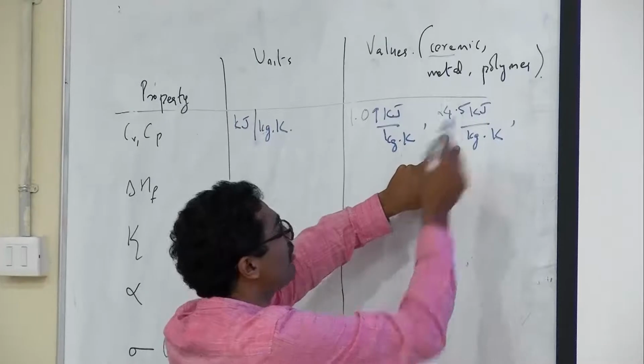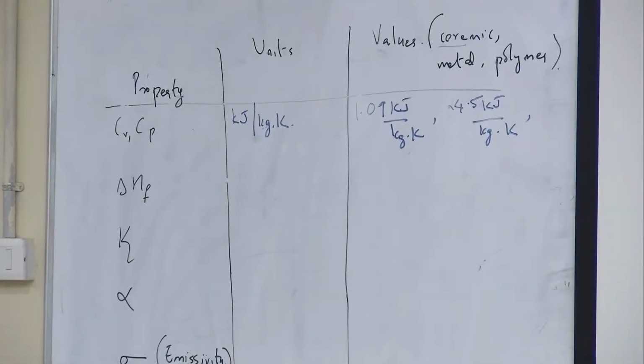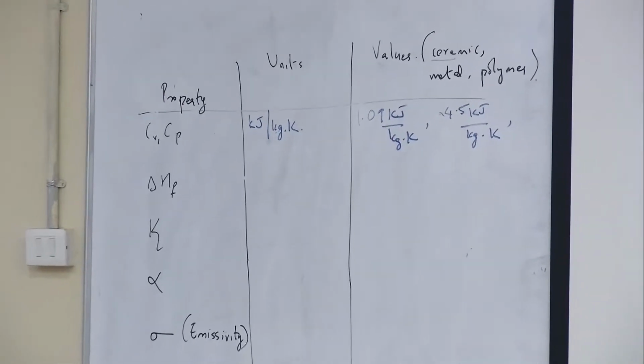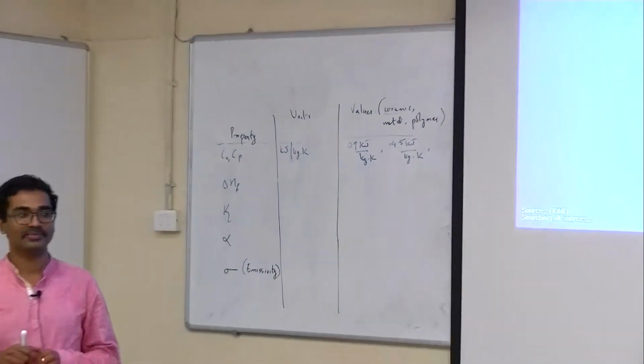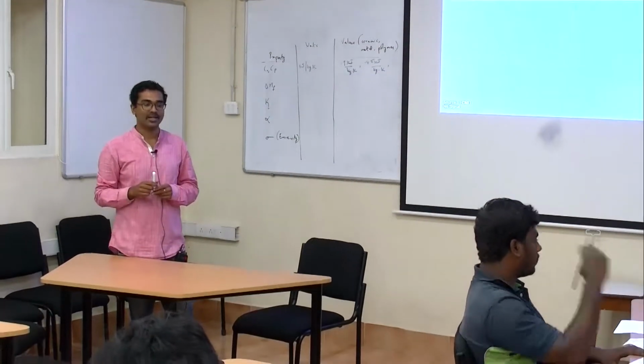Okay, over and above that, for the polymer, let us look at the number. This is very important. I am going to come back to this in a while. Yes, polymer. In joules per? 230?